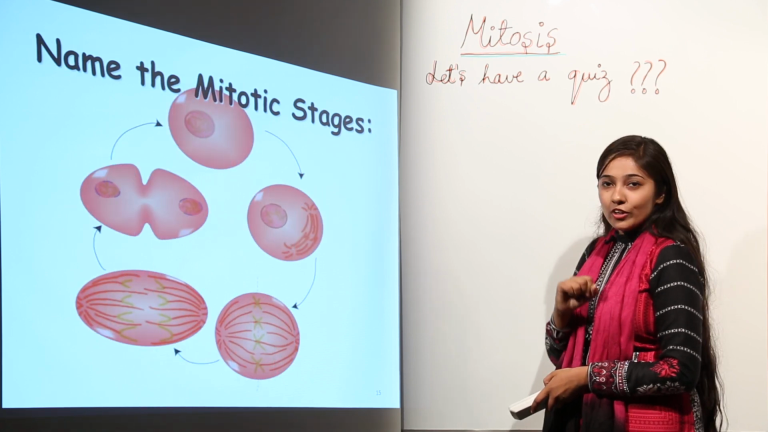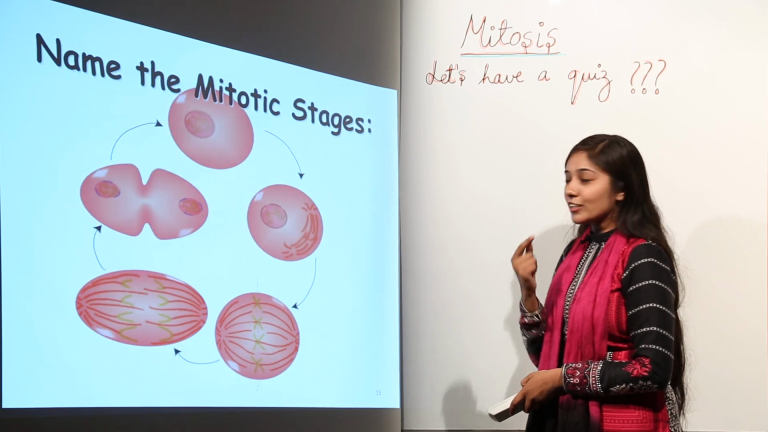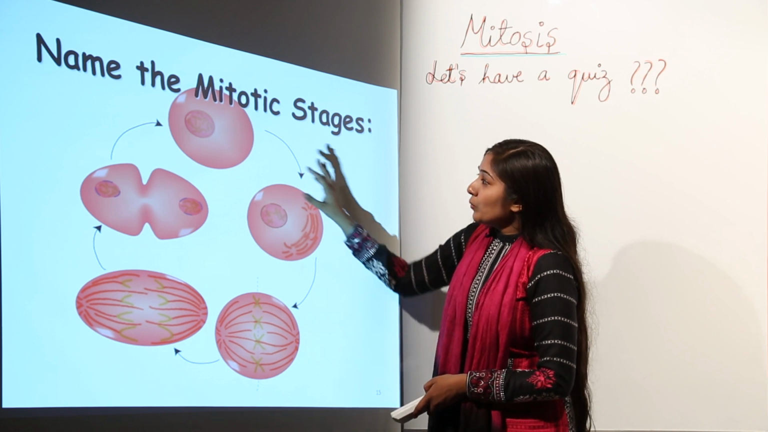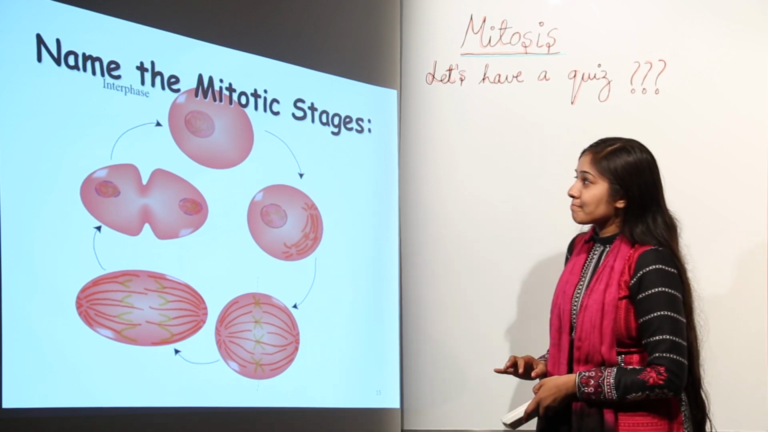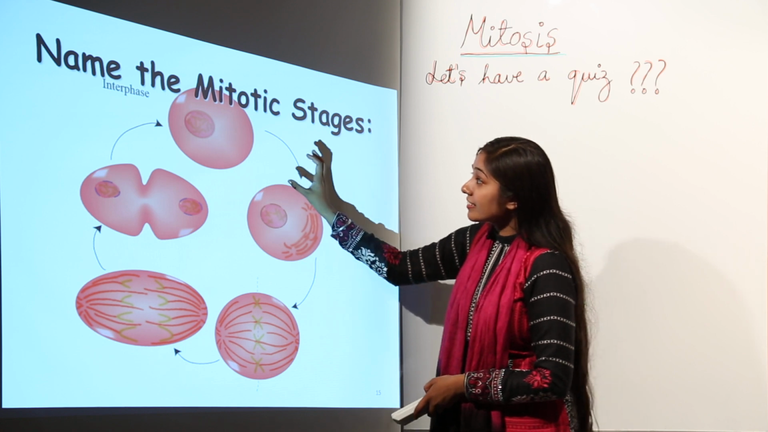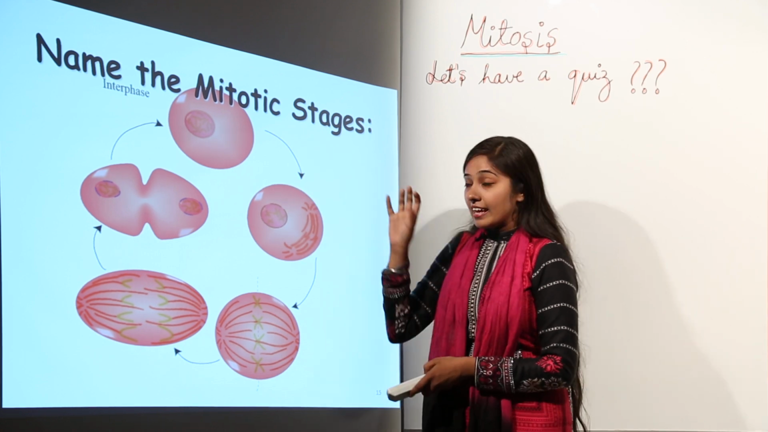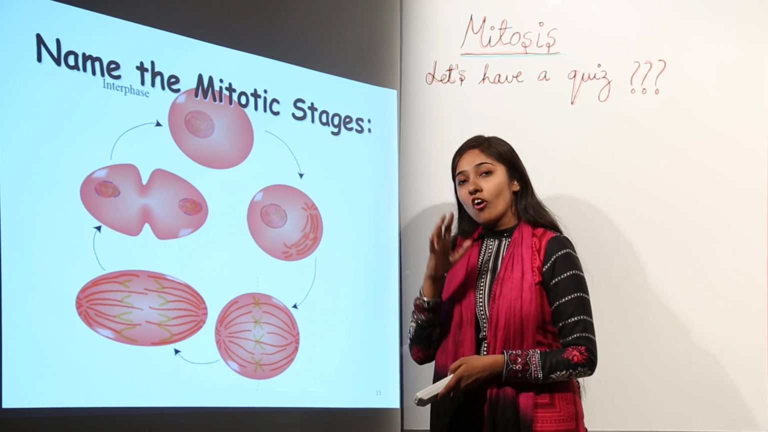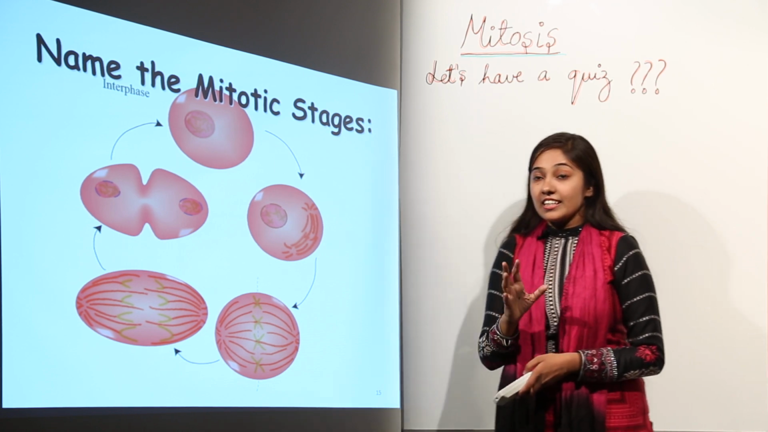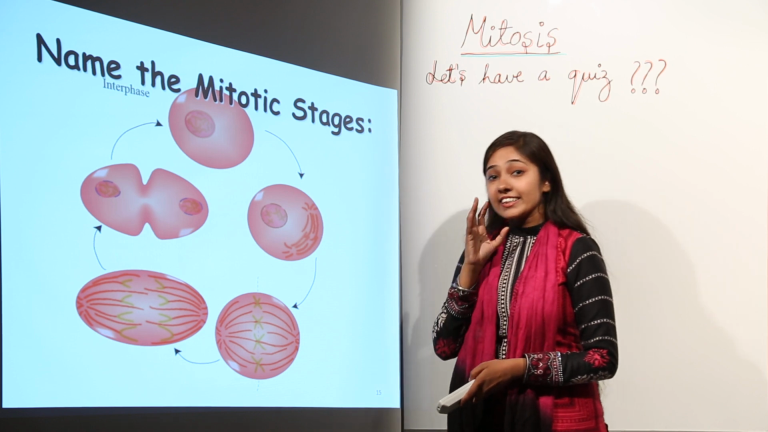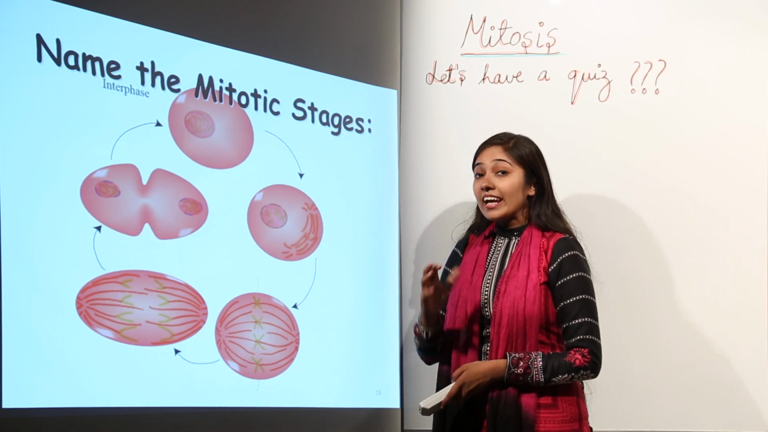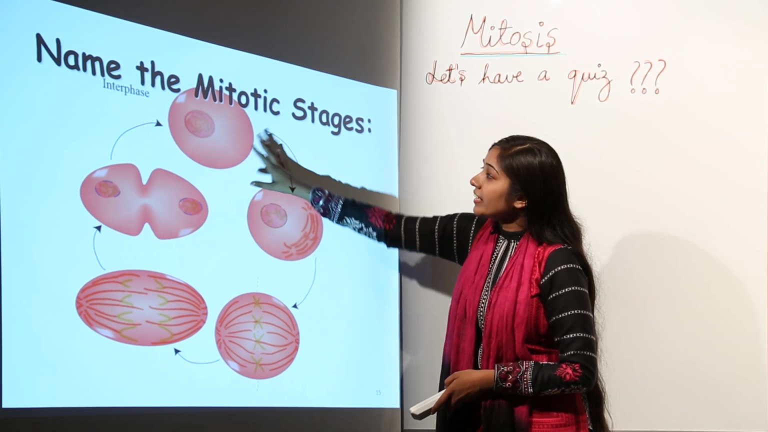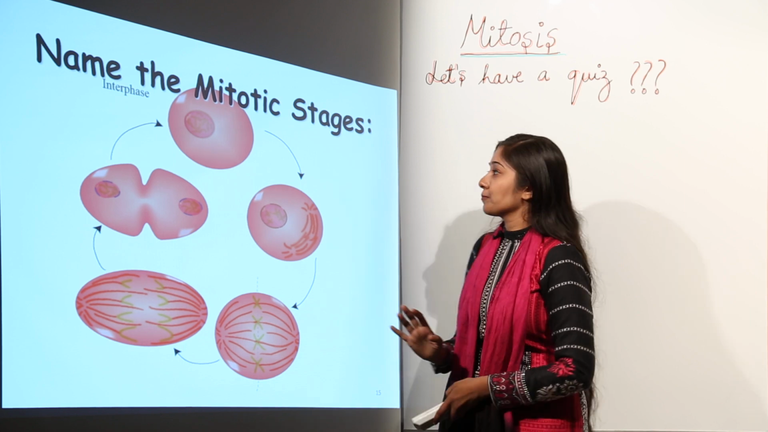So now here you are going to name the stages. Again a quiz for you all. Which stage is this? Interphase stage, because this is a resting phase of the cell in which the cell is synthesizing everything. Remember, we call it a resting stage, but this is the most metabolically active stage of the cell. Why is it a resting stage? Because you don't see any sort of cell division in this stage.